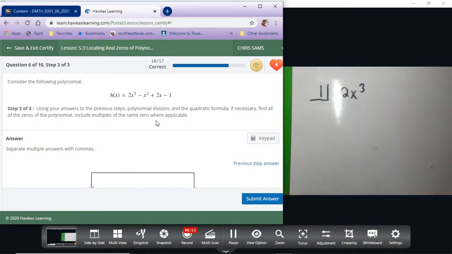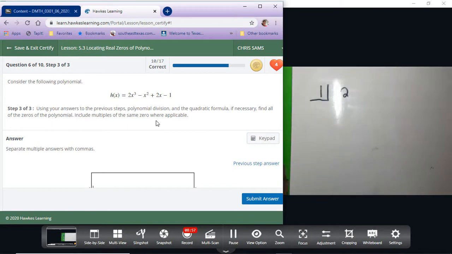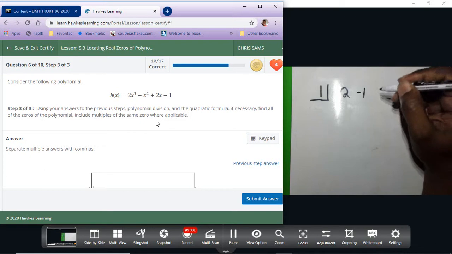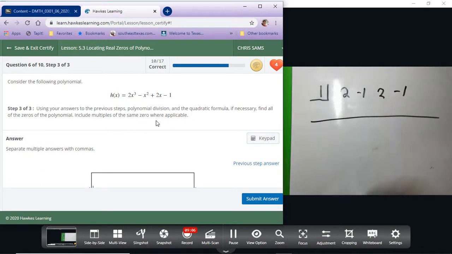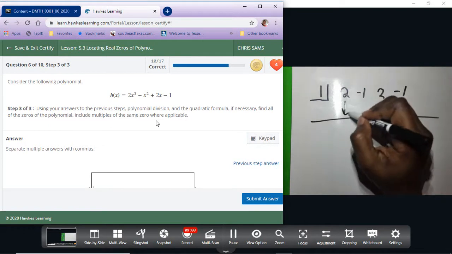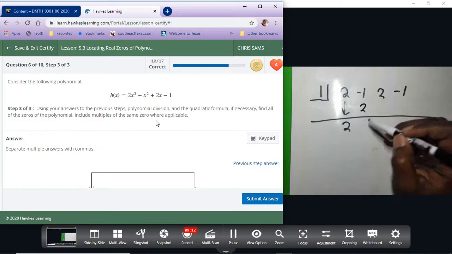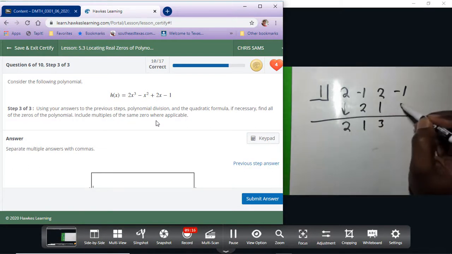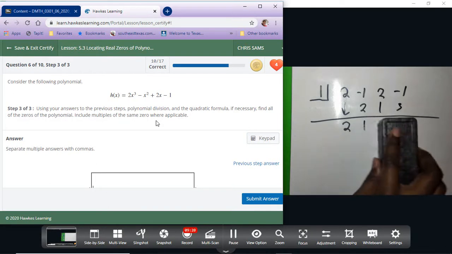I don't want 2x cubed. I actually want just the number 2. So my coefficient 2, and then a negative 1, and then a positive 2, and a negative 1. See if 1 works. 1 times 2 is 2. Subtract, we get 1, 1, 3, and 3 will not give us 0. Okay, so positive 1 does not work.